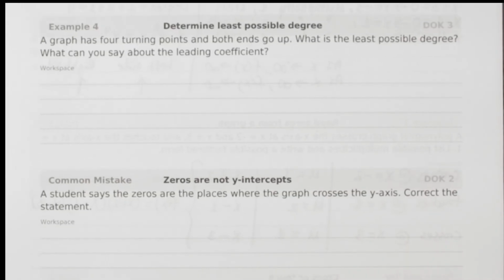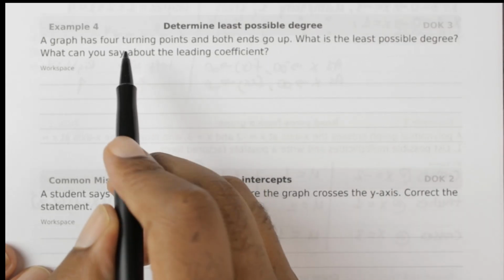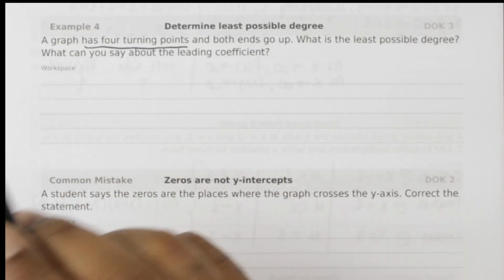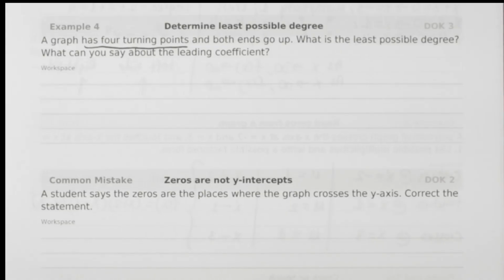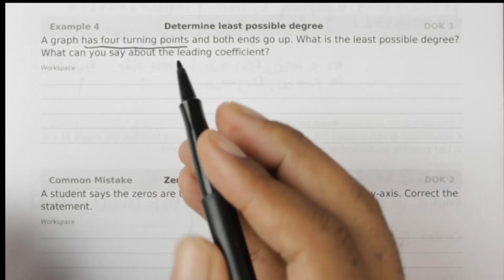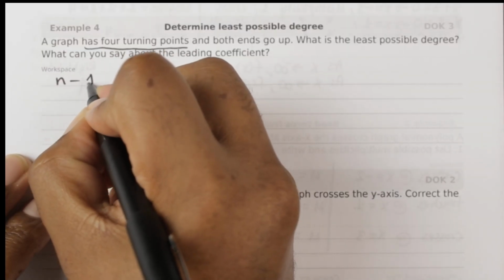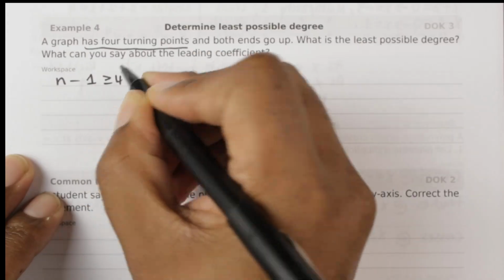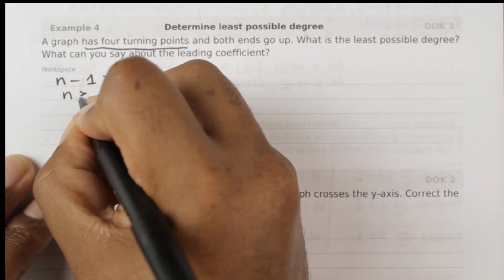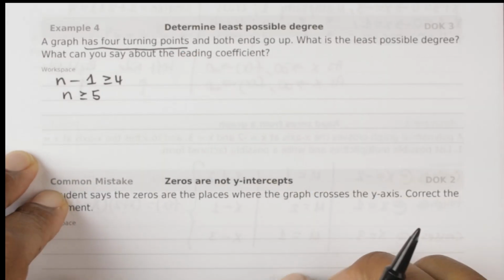The graph has 4 turning points and both ends go up. What is the least possible degree, and what can you say about the leading coefficient? So a polynomial of degree n can have at most n minus 1 turning points. So this graph has 4 turning points. Very important. So the degree must be at least 5. So n minus 1 is greater than or equal to 4. So n is greater than or equal to 5.